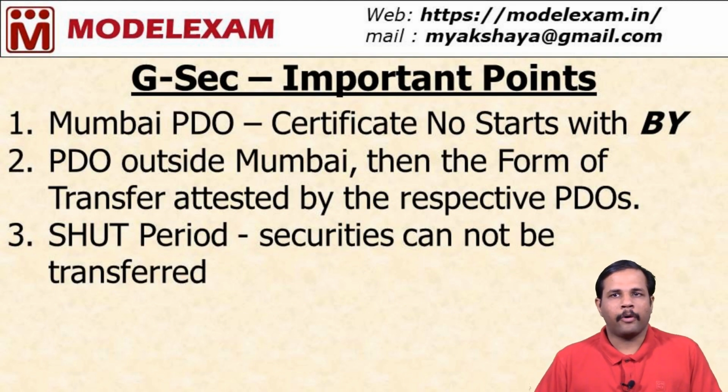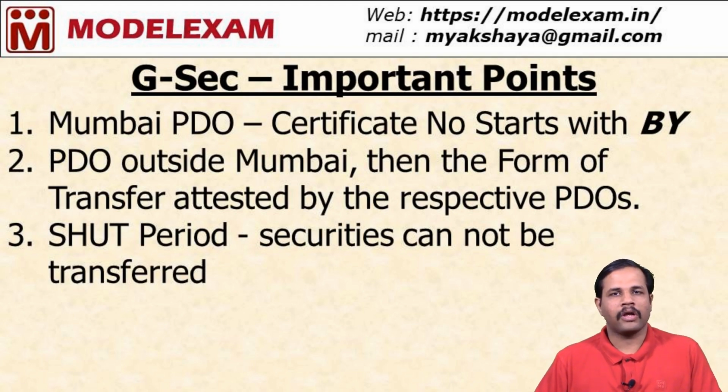Government securities, a few more points. As you know, government securities are issued by RBI through their public debt offices. We have public debt offices situated in various places like Mumbai, Chennai, etc. Certificates issued by the Mumbai PDO start with BY, that is, the certificate number starts with BY. And if an investor submits government securities issued by some other public debt office like Chennai, in such a case the investor should get attestation from the respective PDO in the form of transfer.